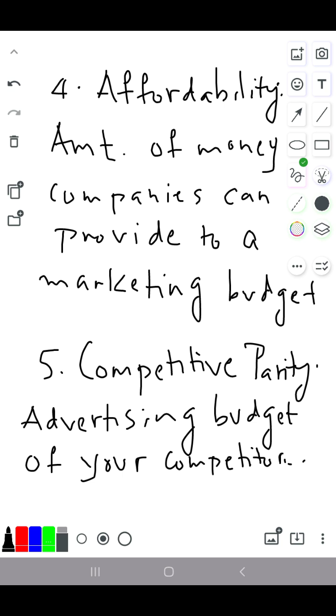So that would be it when it comes to the five steps of figuring out the budget.